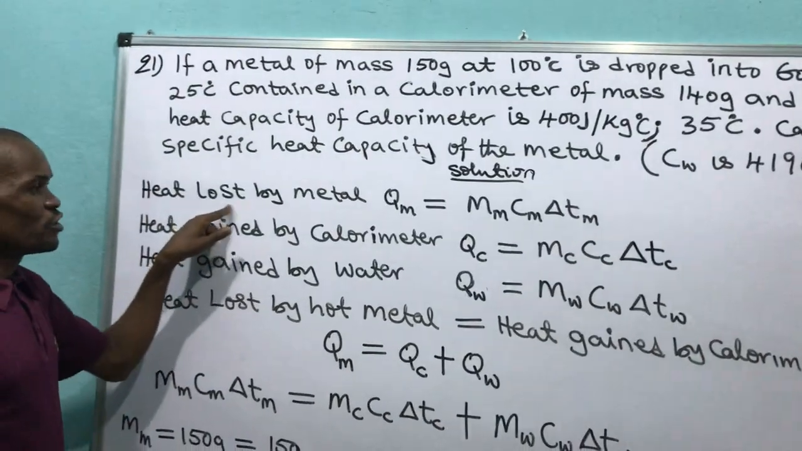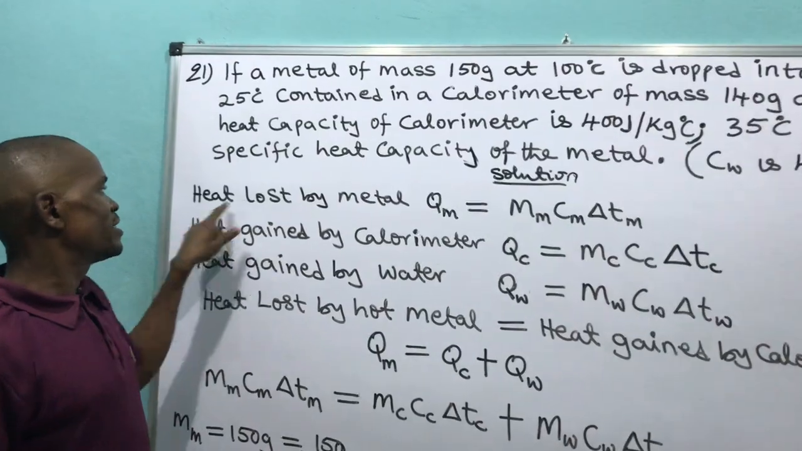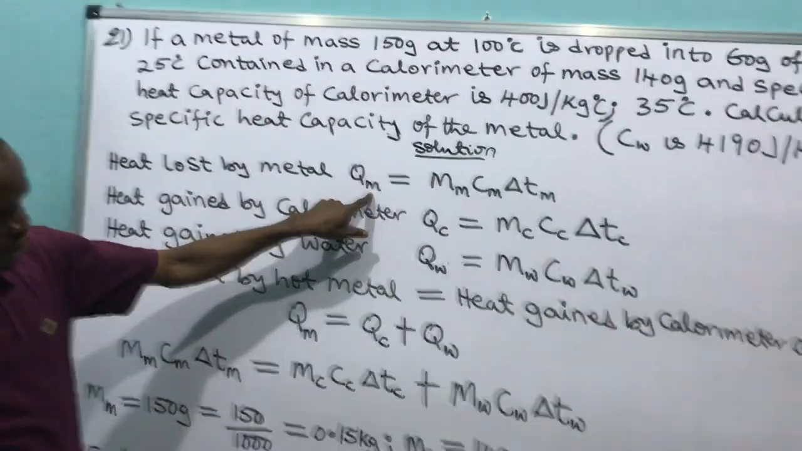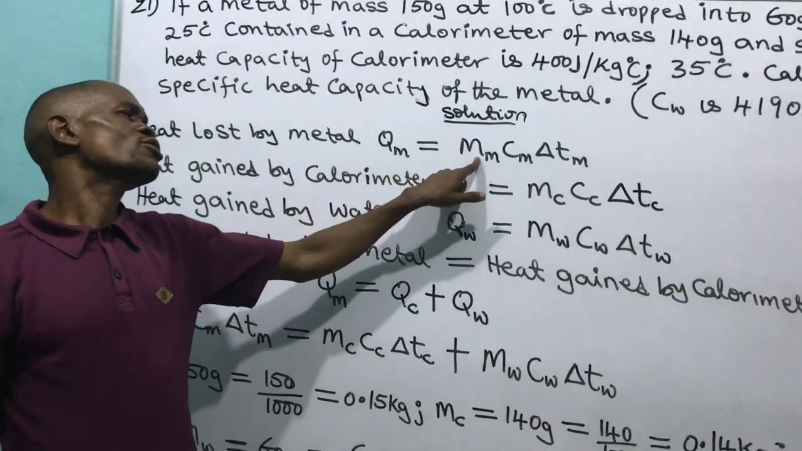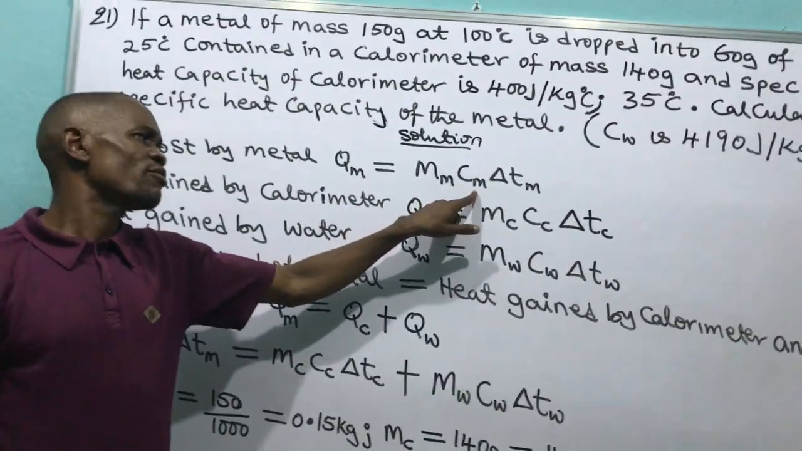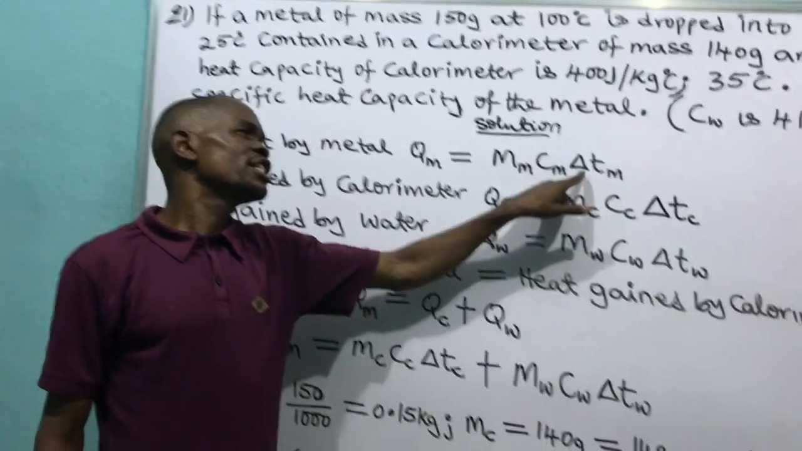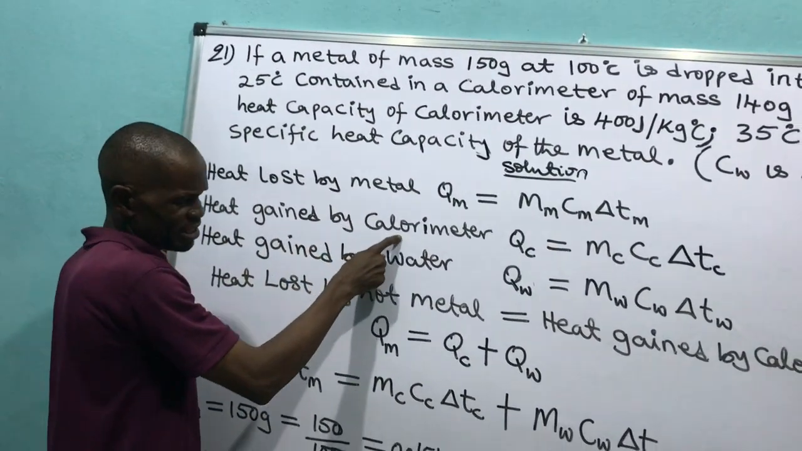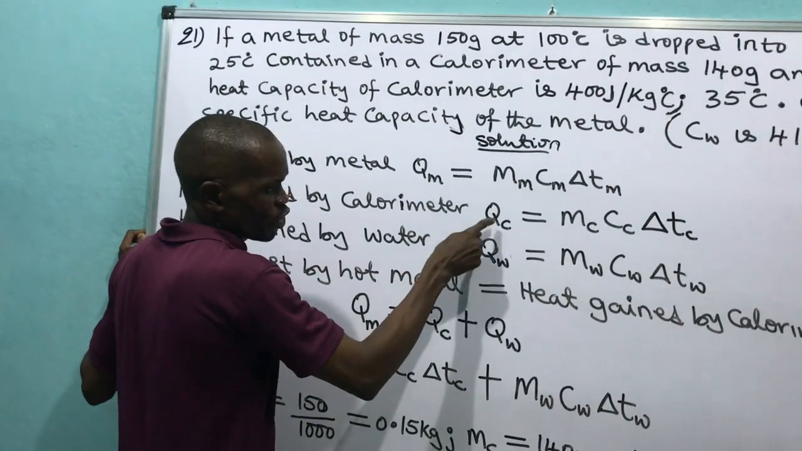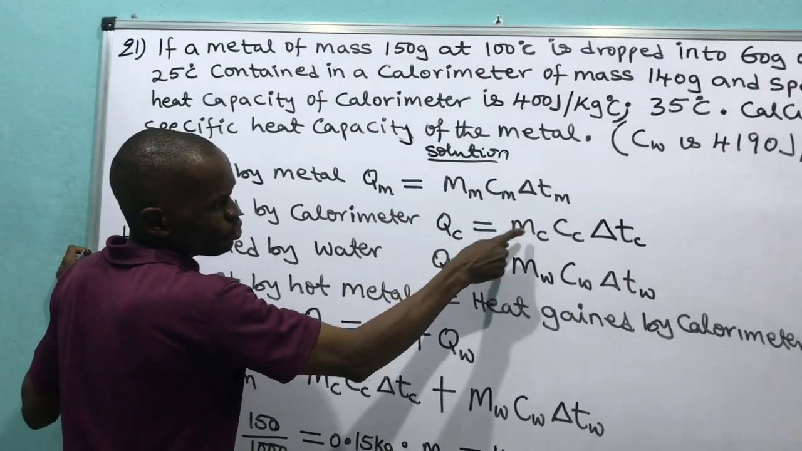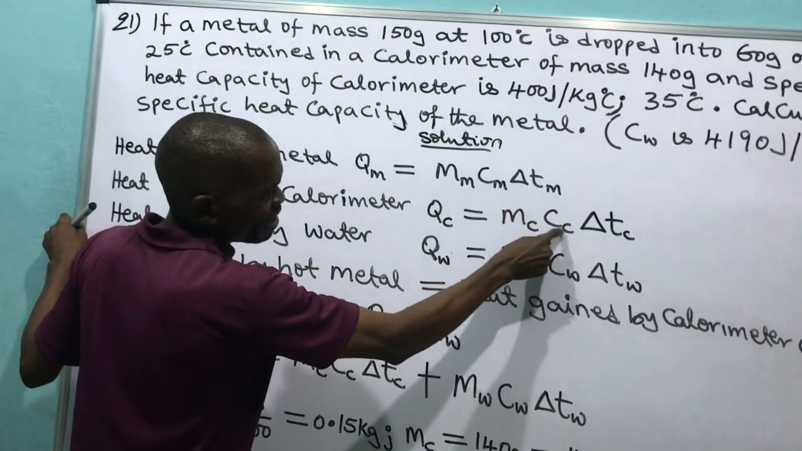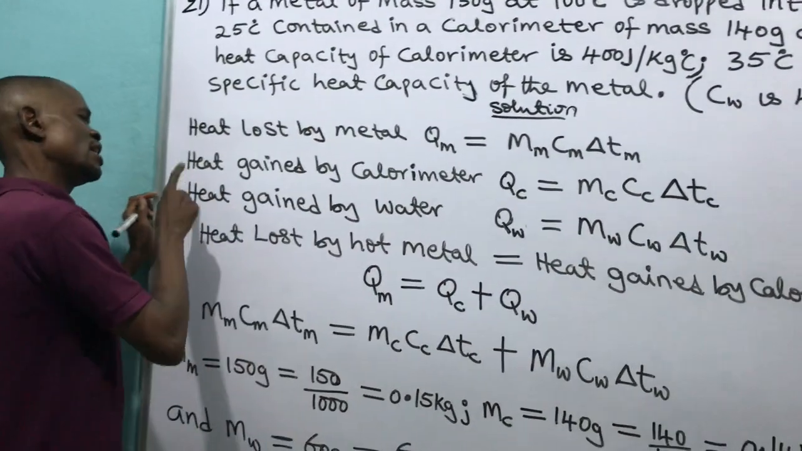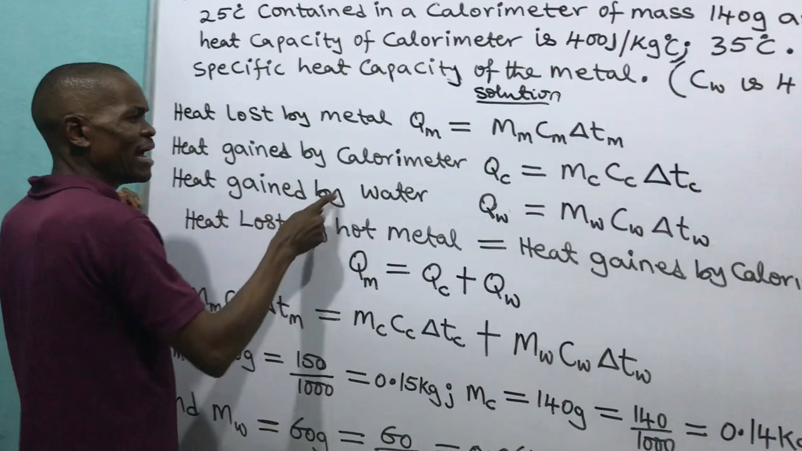Heat lost by metal, Q subscript M, equals mass of the metal, times specific heat capacity of the metal, times change in temperature of the metal. Heat gained by calorimeter, QC, equals mass of calorimeter, times specific heat capacity of calorimeter, times change in temperature of calorimeter. Heat gained by water.